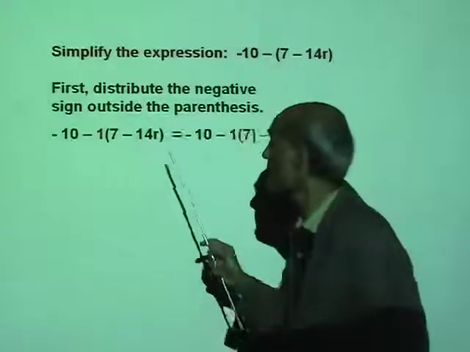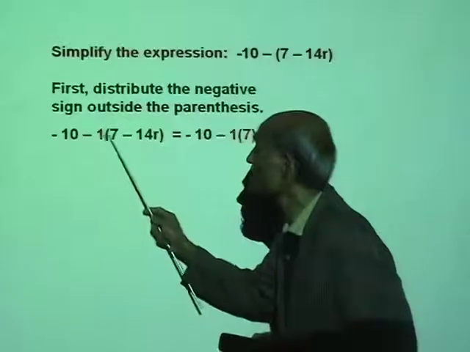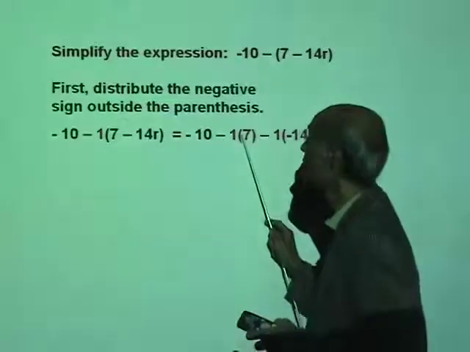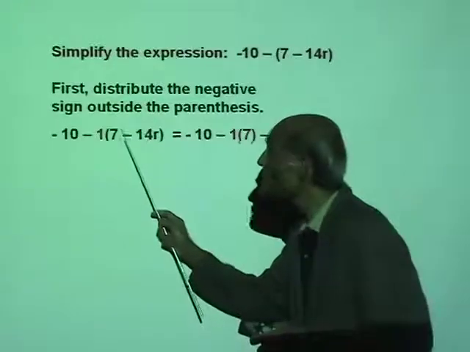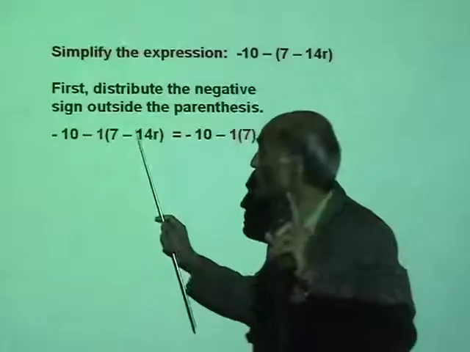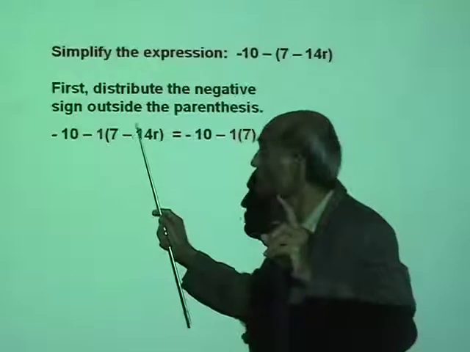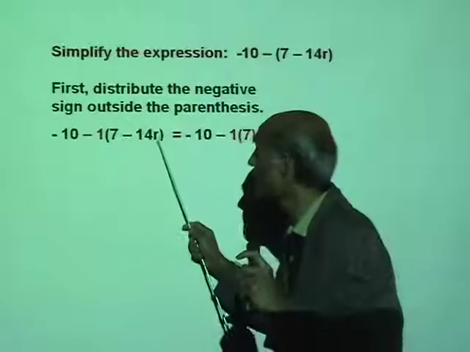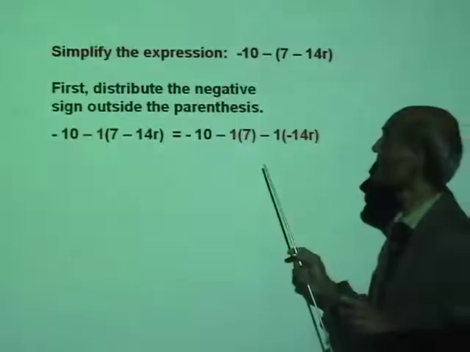Can you do that? Negative 10 remains unchanged. Negative 1 distributed to 7 becomes negative 1 times 7. And distribute that negative 1 to negative 14r. Do not forget the sign of a term. This 14r has a negative sign to the left of it, so it is a negative term. Negative 1 is multiplied by negative 14r. So what does that now become?